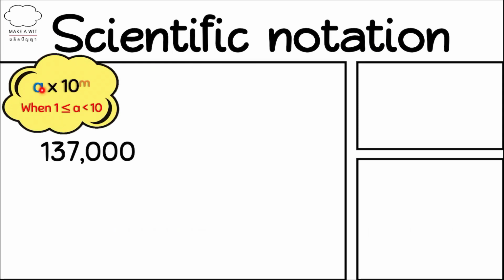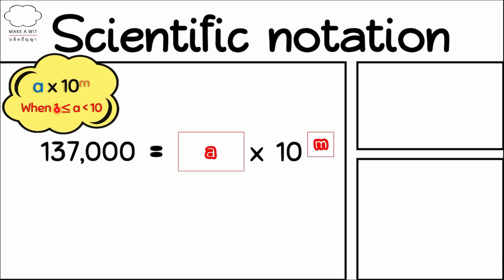Now, don't forget the form will be 2 parts, the decimal part and the exponent part. Let's see, you have 137,000 here. What can you do? You need to find out what A is first, right? First part is a decimal. So, according to the rule, A cannot be more than 10. But it cannot be less than 1 also. But it can be equal to 1. So let's see what A is.